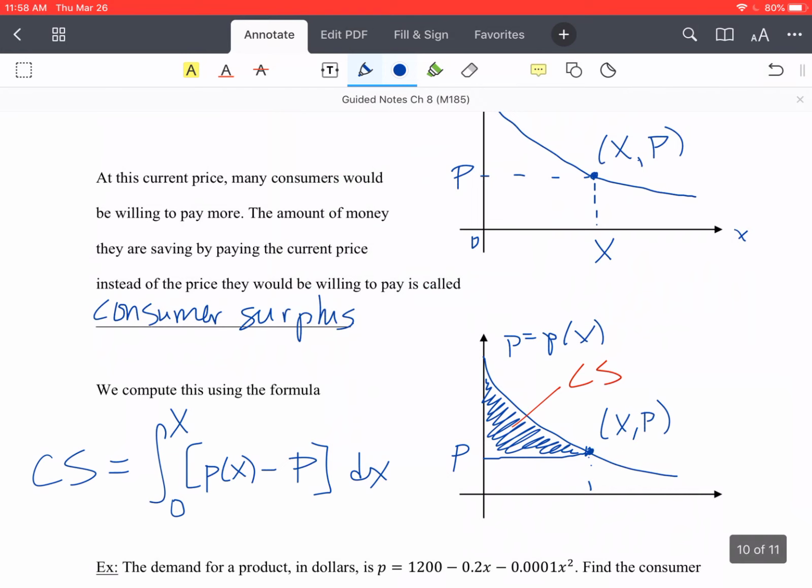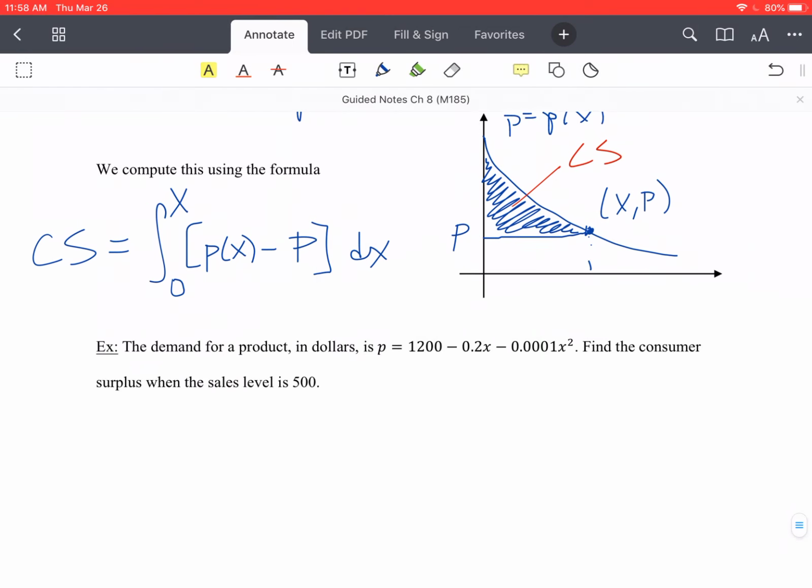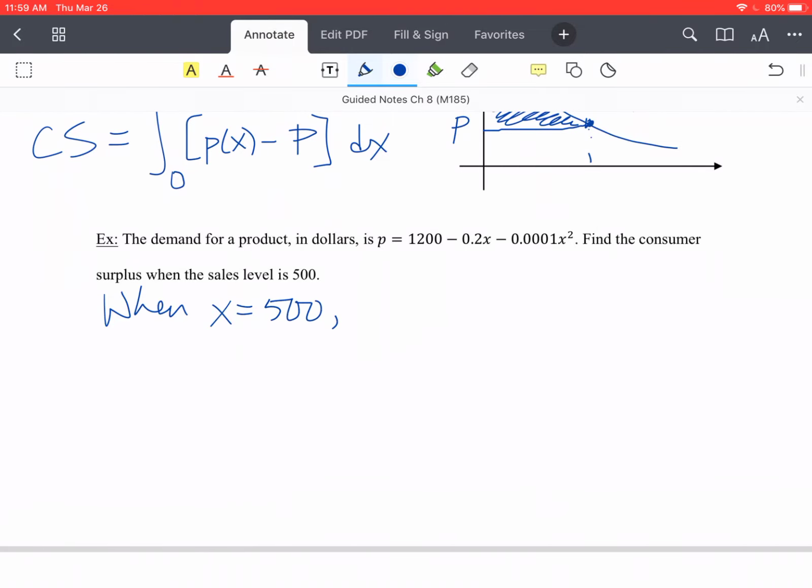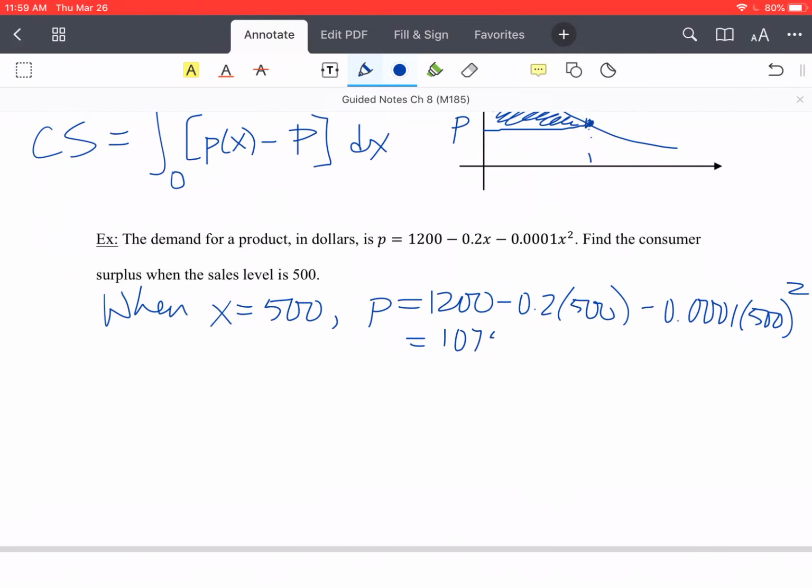So let's look at this example. The demand for a product in dollars is P equals 1200 minus 0.2x minus 0.0001x squared. Find consumer surplus when the sales level is 500. Okay, so first off, when the sales level is 500, so when x equals 500, the price is going to be 1200 minus 0.2 times 500 minus 0.0001 times 500 squared, which is 1075.